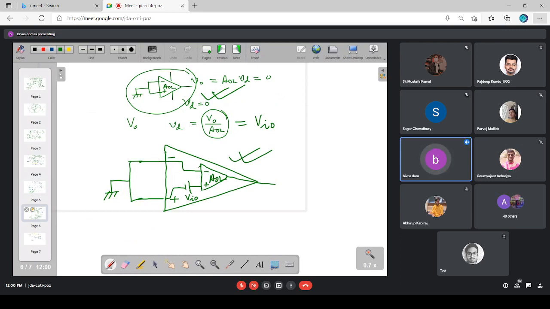Remember, this is not any physical voltage. It is just to give one mathematical relationship between the input and the output. We are assuming the presence of this voltage source. There is no physical voltage like this VIO.